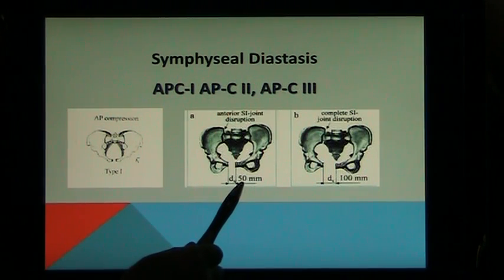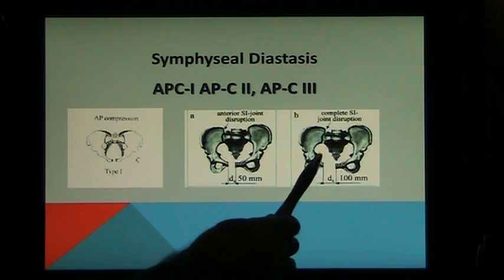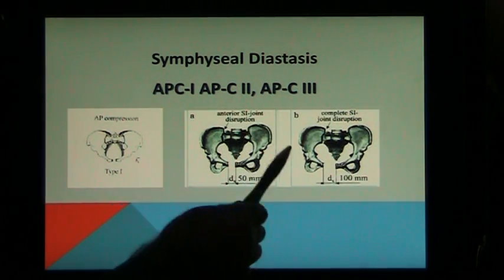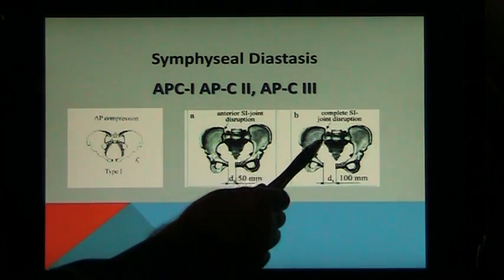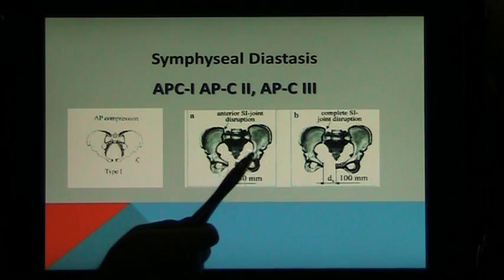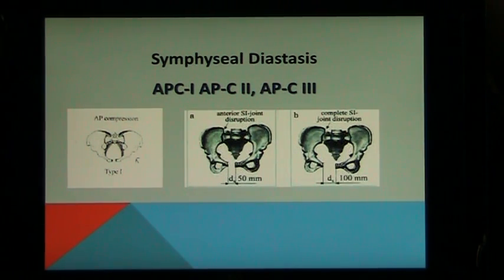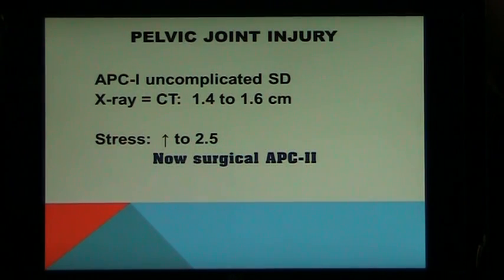This one is getting more severe at 50 millimeters, and this one becomes very severe because there's this torquing that happens, because not only are the anterior ligaments ruptured, but also these lower ligaments, not visualized here, the sacrotuberous and sacrospinous ligaments. So it's a progressive injury, of course.